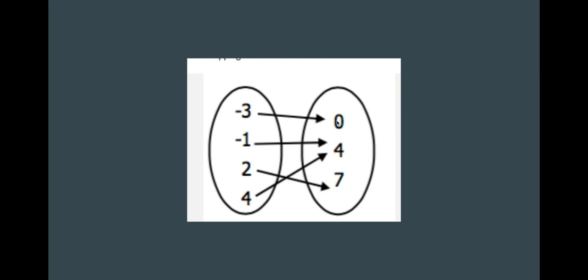So -3 is paired with 0 and only 0. -1 is paired with 4 and only 4. 2 is paired with 7 and only 7. And 4 is paired with 4 and only 4. So this would be a function. -1 and 4 share this y value, but that's allowed as long as you don't have two arrows coming out of any of your x's, then you're good.